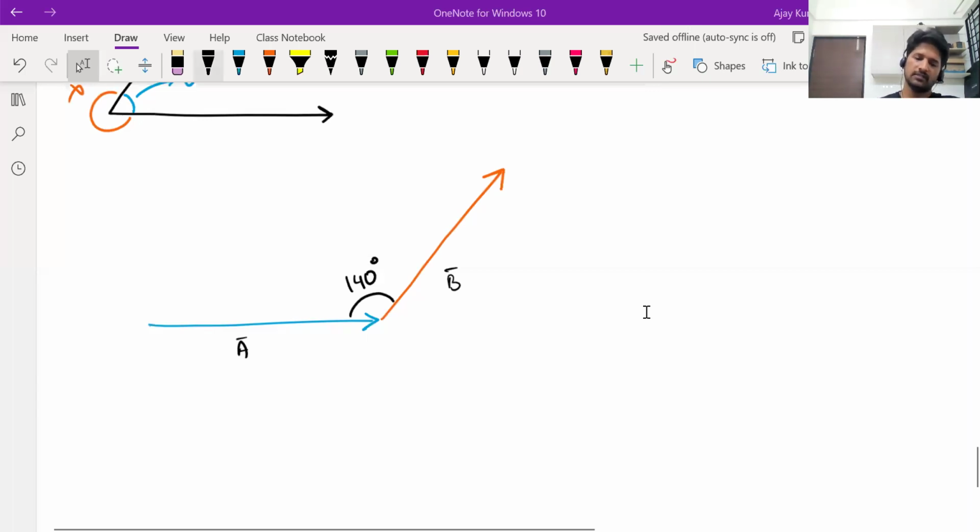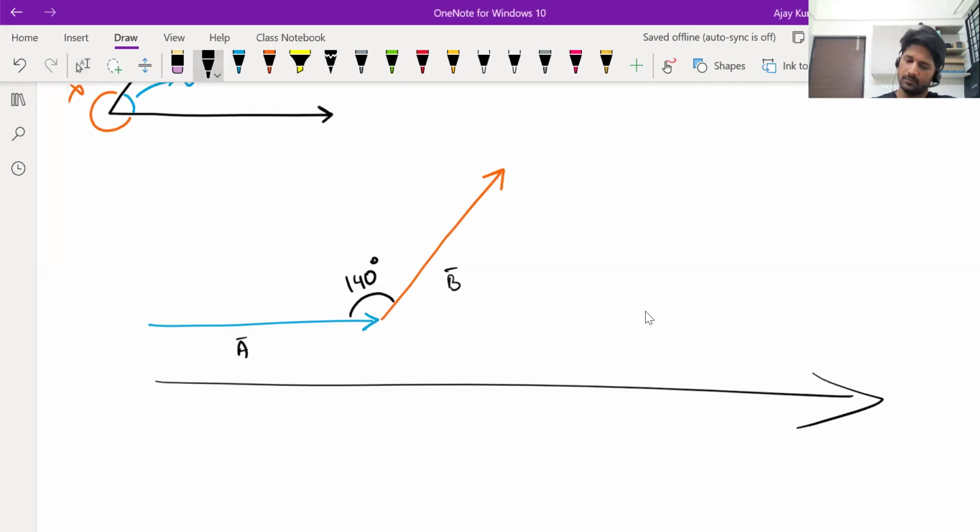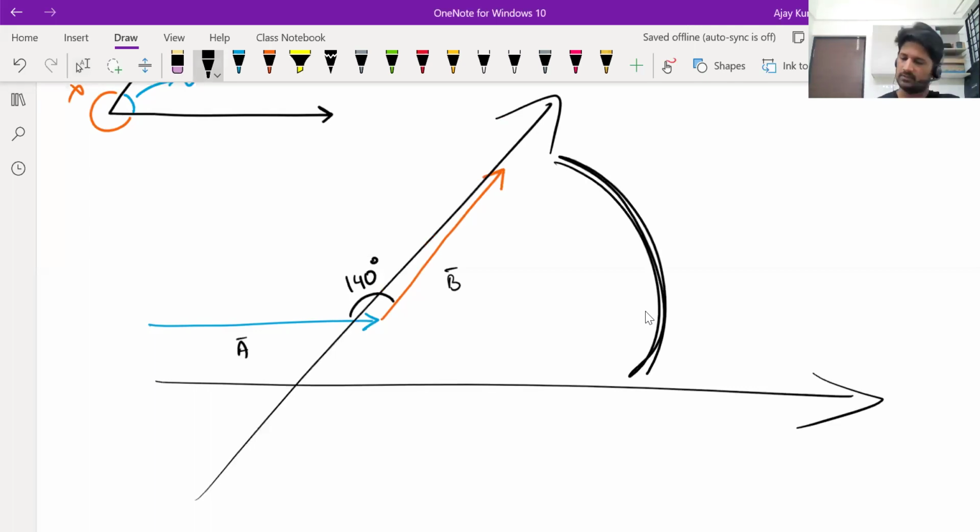Here you can clearly see that the tail of one vector is at the head of another vector. When one tail and one head are joined, the angle that appears is not the actual angle between the vectors. You have to think of the directions that they are showing. A is showing this direction. B is showing this direction. This becomes the angle between the directions. And clearly it is less than 90 degrees.